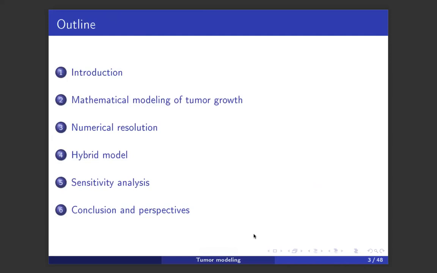I will follow in this talk the next outline. After a brief introduction, I will present an optimization formulation using a PDE model, and then a numerical resolution with some numerical results. And I will present a hybrid model using NetLogo. And I will talk about sensitivity of the model with respect to some parameters.